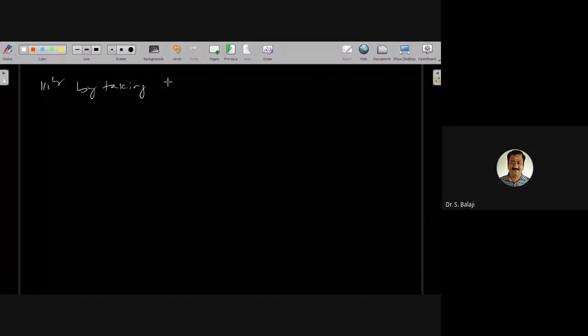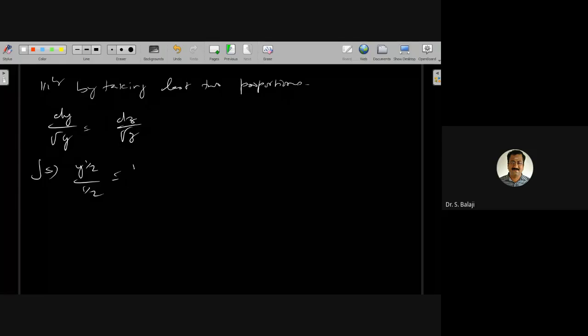Similarly, by taking the last two proportions, dy by root y equals dz by root z. Integrating, you get y to the power 1 by 2 by 1 by 2 equals z to the power 1 by 2 by 1 by 2 plus b. Or you can get root y minus root z equal to some k, equal to v, say. Therefore, v is equal to root y minus root z.